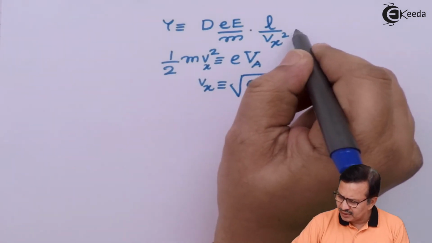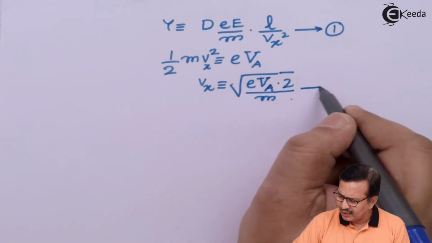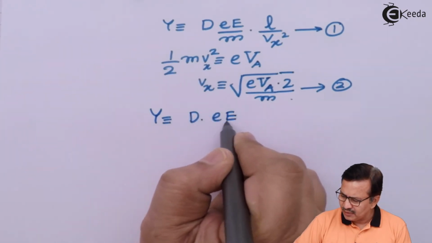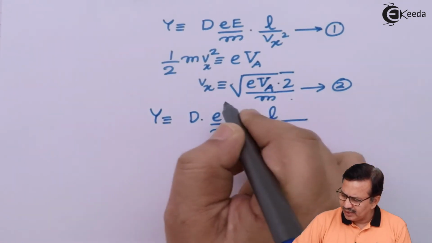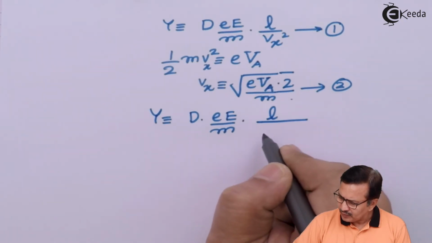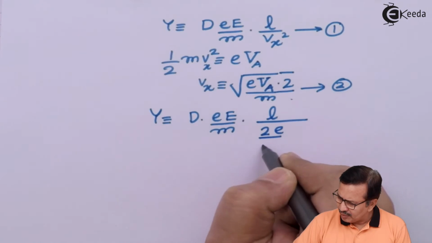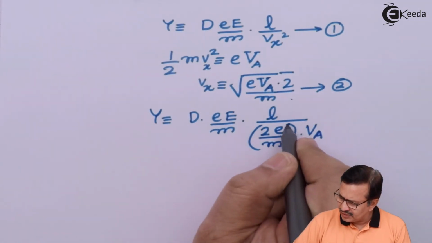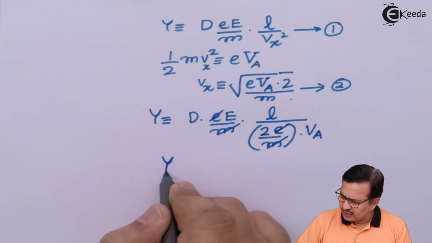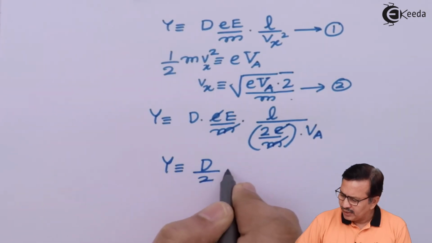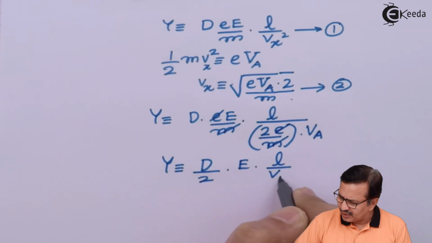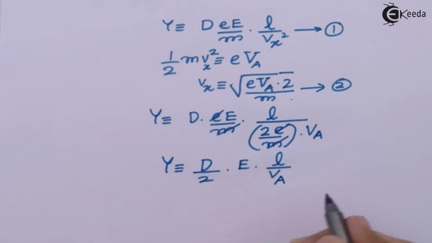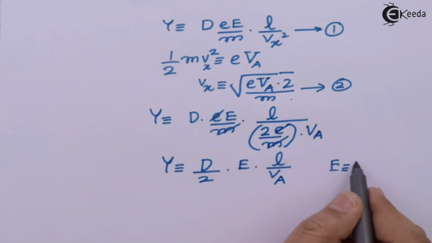I now substitute this in this particular expression over here. Let us call this as 1, and this as 2. Therefore y will be equal to d into E upon m into L upon Vx square. So that is going to be equal to 2E upon m into Va, and after cancellation of the terms, y is equal to d upon 2 into E into L upon Va. The electric field can also be written as E is equal to V upon D.